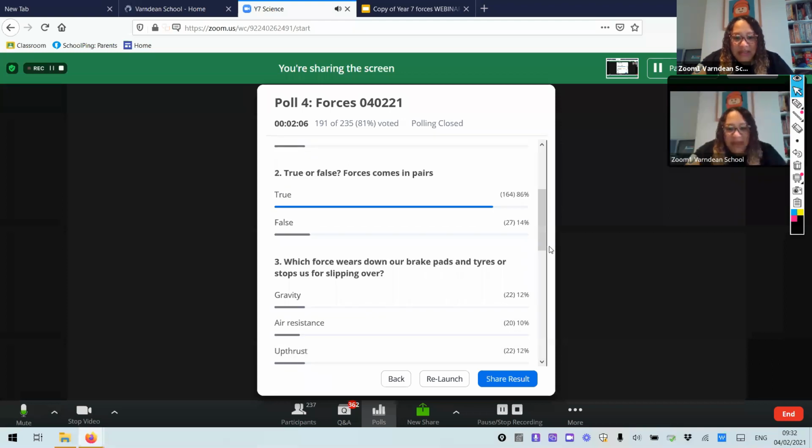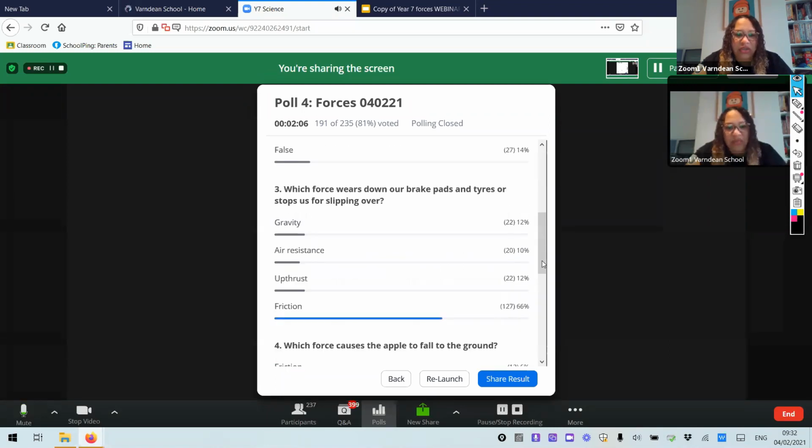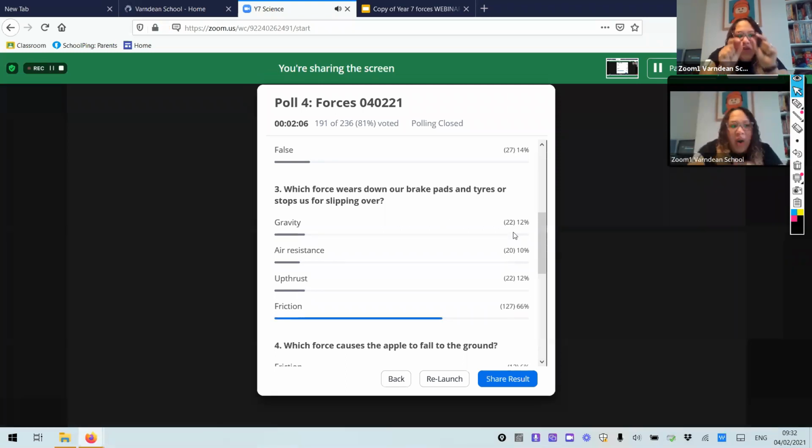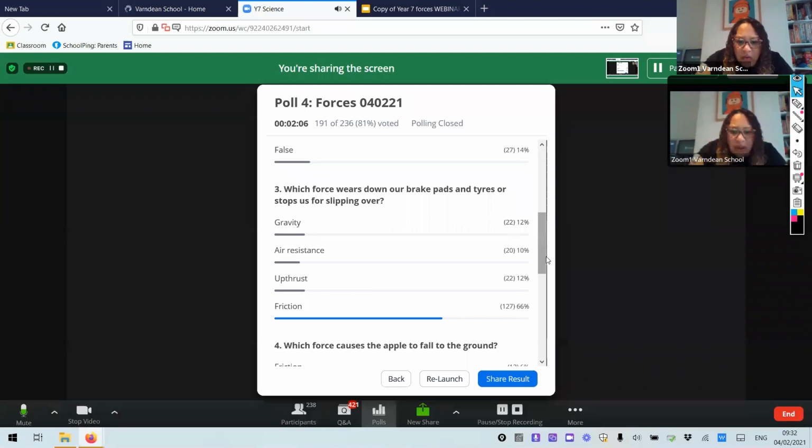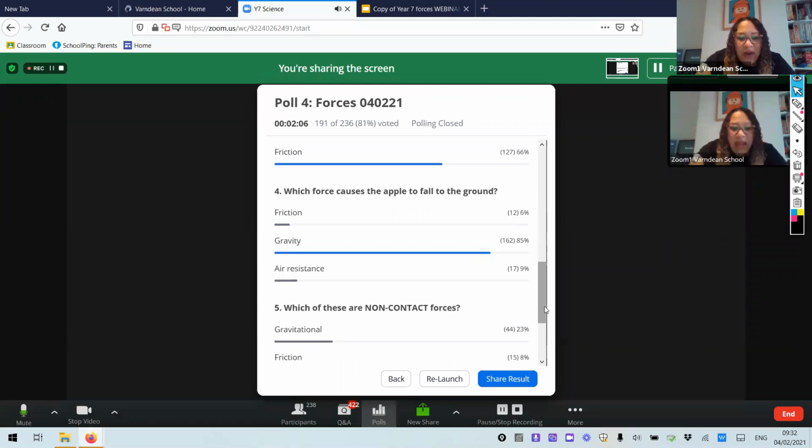Forces come in pairs. 86% of you correct there. Brilliant. This one is friction. Which force wears down our brake pads? If you've got a bike, you've got the brake pad against the metal of the wheel, the tyre, and every time you squeeze that brake pad to slow down the bike or to stop the bike, it touches the metal of the wheel, and that stops it or slows it down. And so you can imagine that wearing away over time through friction. So well done with that one, all 66% of you. Then 85% of you, gravity, apple falling to the ground.